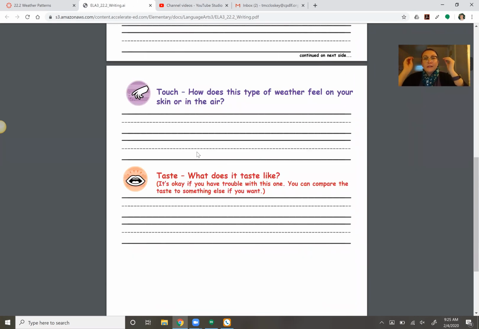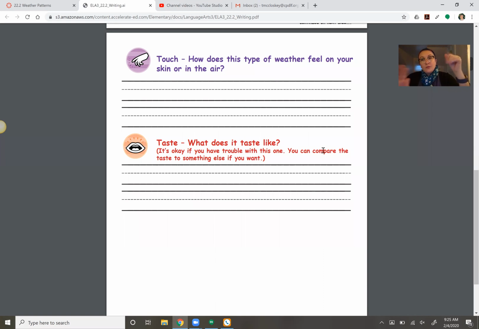Touch, how does this type of weather feel on your skin or in the air? And taste, what does it taste like? So this one might be a little trouble. So like rain or snow, you could taste water. But you can't really taste a tornado. So this one might be a little tricky. So just try your best here.